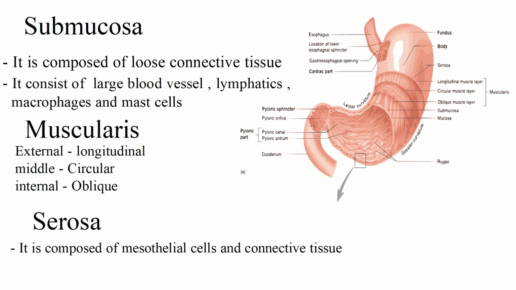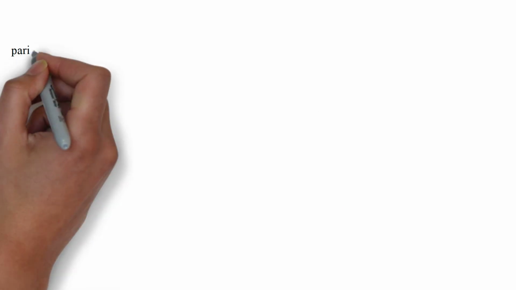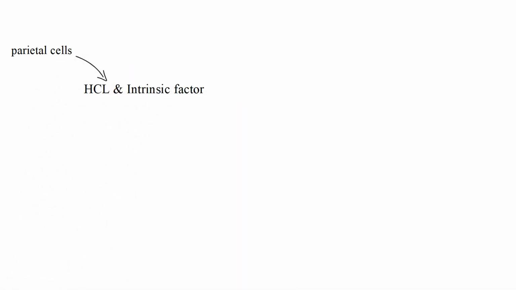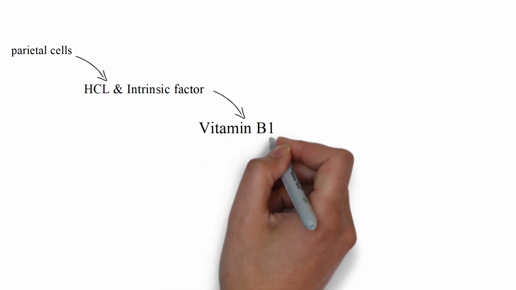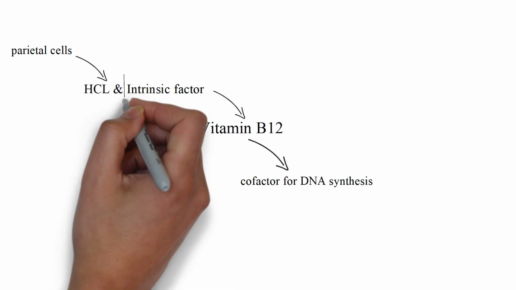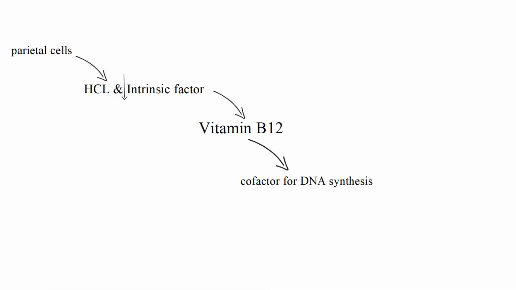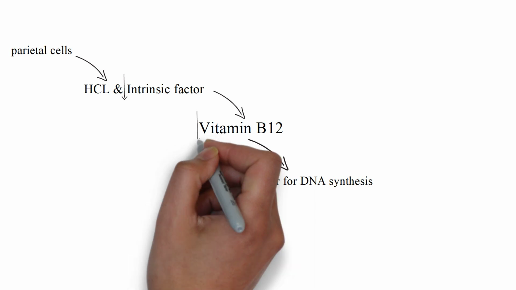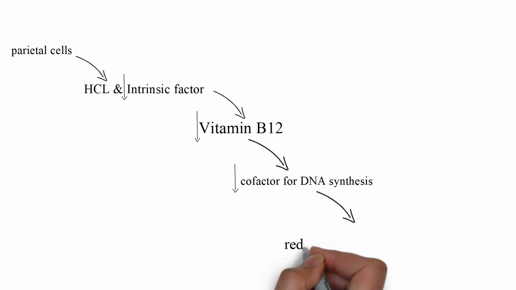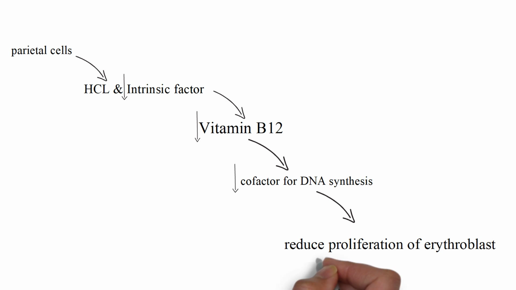Now we will see the role of intrinsic factor and what is the cause when there is depletion of the intrinsic factor. As we all know, isthmus of the gastric gland consists of parietal cells which secrete HCl and intrinsic factor. Intrinsic factor helps in absorption of the vitamin B12, and vitamin B12 is required for synthesis of DNA. As there is decrease in intrinsic factor production, there is decrease in absorption of vitamin B12, and there is decrease in the DNA synthesis, which eventually causes reduced proliferation of the erythroblast and which causes pernicious anemia.